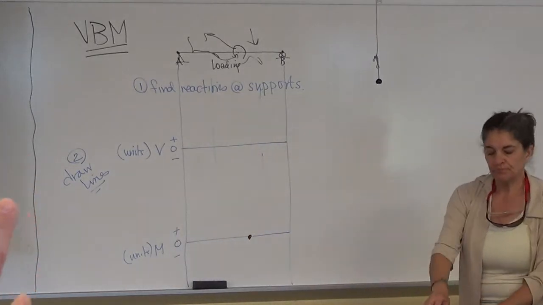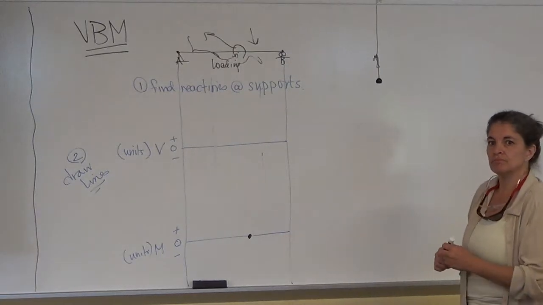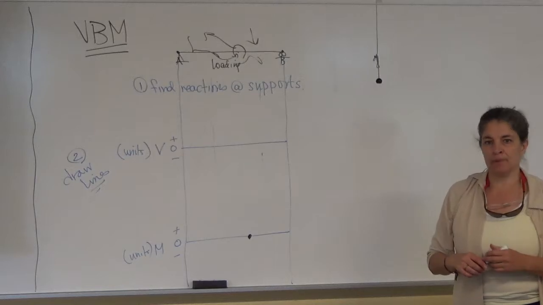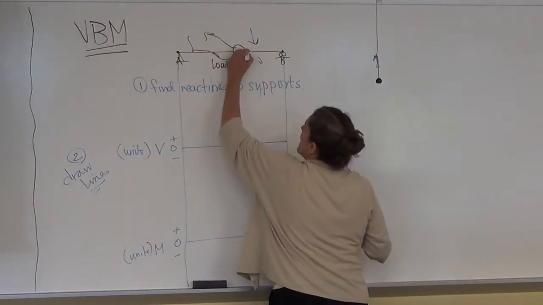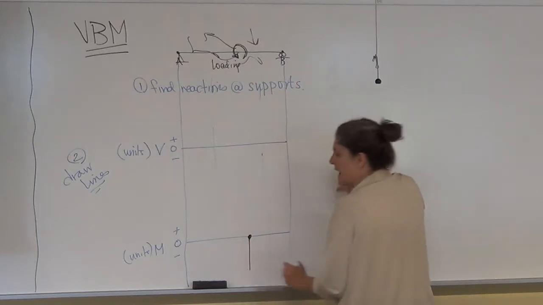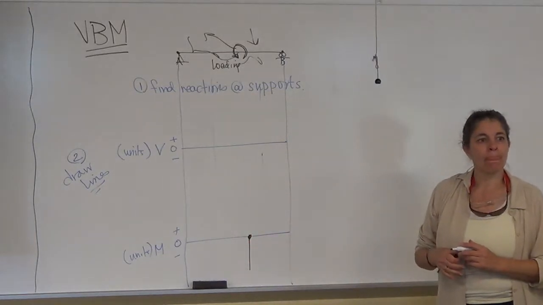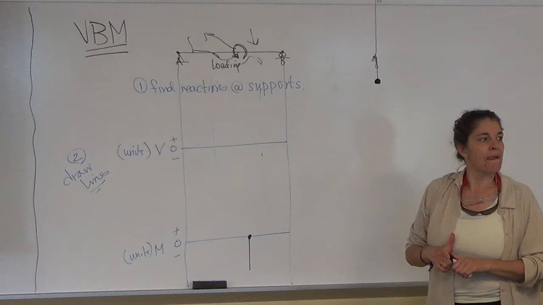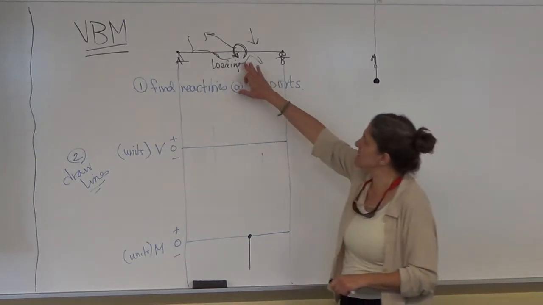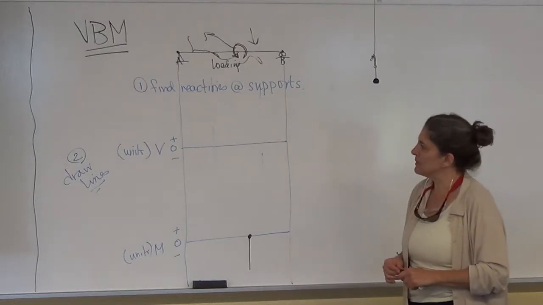And for the concentrated moment, you draw it on the diagram opposite of what's given. So if I have a positive moment, I draw it go down. Can you guys see? I might have to stand up. So if it's a positive moment, you go down.